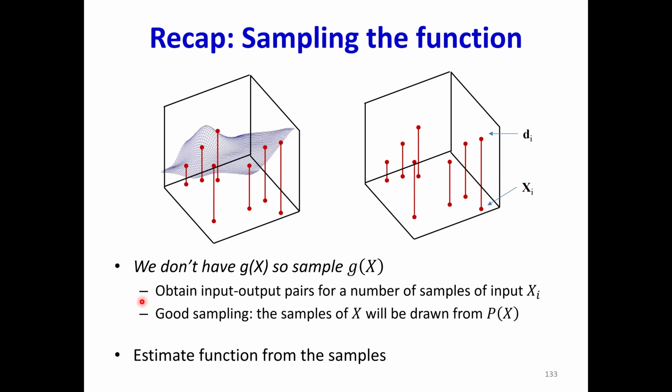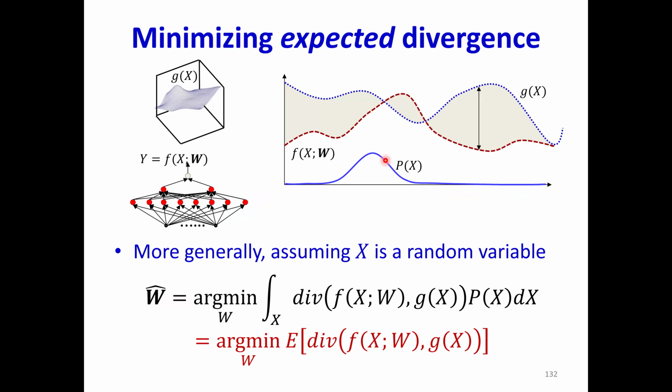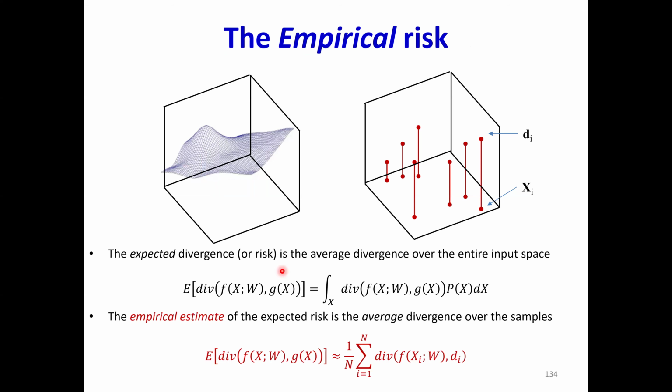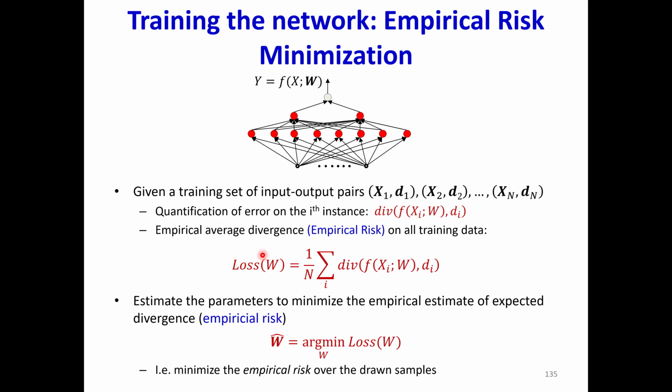No, hang on, Aish. But then we don't have G of X, right? So we want to sample G of X. But then when we sample it, here is the thing. If you sample data in a natural way, you're naturally going to get more samples out here and very few samples out here, right? Yes or no, Aish? Yes. And so if you simply collect samples properly, then the samples of X are naturally going to be drawn from P of X. And so instead of trying to compute the expected value of the divergence, if I simply compute the average divergence over all of my training samples, this is going to be our approximation for the expected value of the divergence. And this is what we're going to try to minimize.